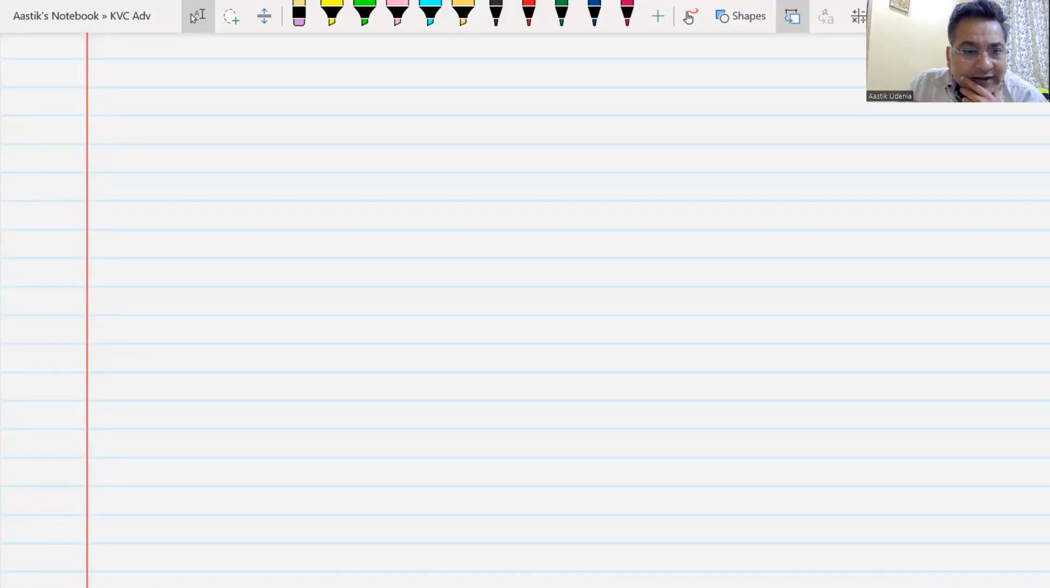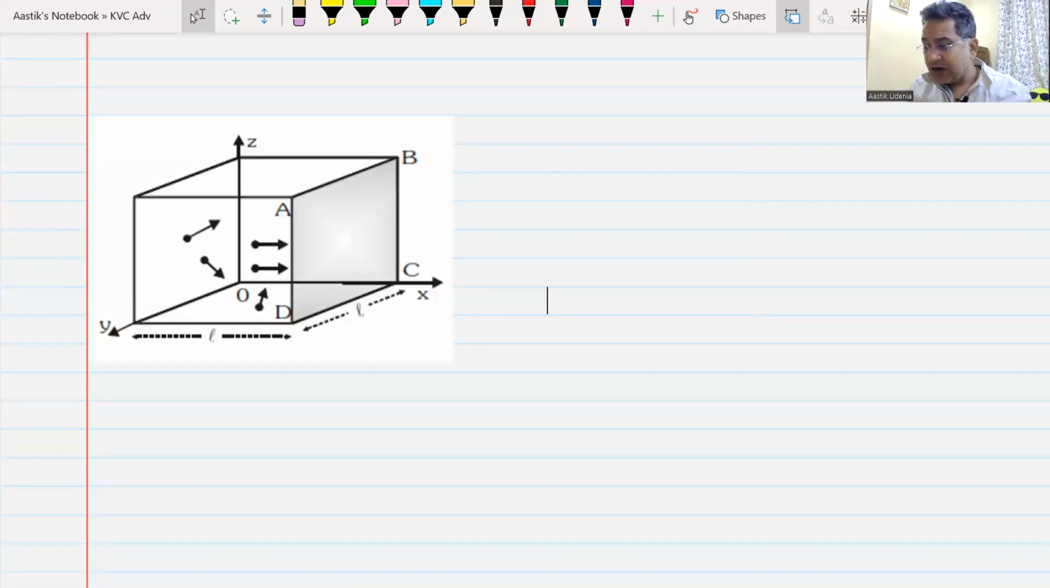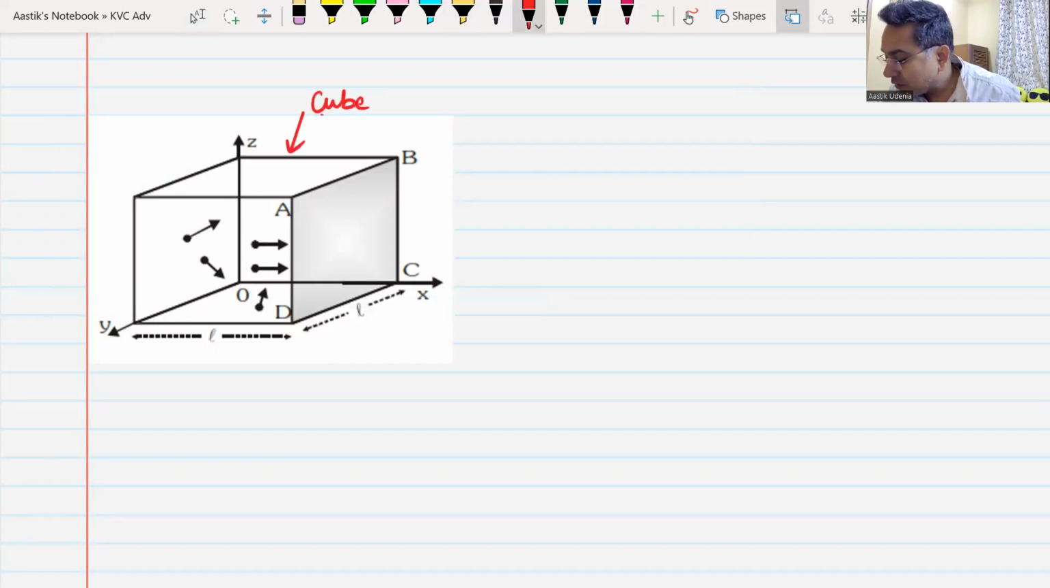Now, how do we derive this in basically kinetic theory of gases with taking all these assumptions? What we basically try to derive is a formula for pressure exerted by the gas, and I'm not going to derive it. I'm just going to tell you how this is done. So basically what is done is we take a cube. We take a cube of length L. A cube has 6 sides.